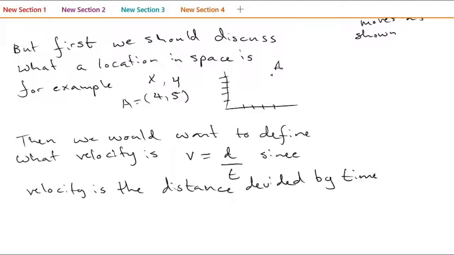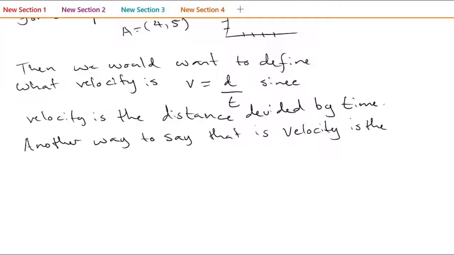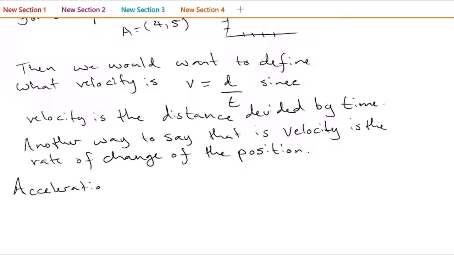Then from there, we can define what velocity is. Velocity equals the distance divided by time. And another way of saying that is that velocity is the rate of change of your location. So basically you know that over time you are moving from where you had started originally.